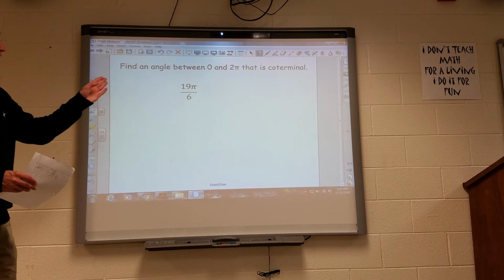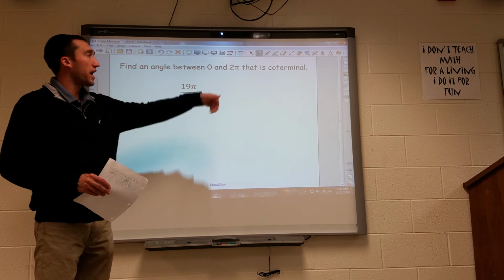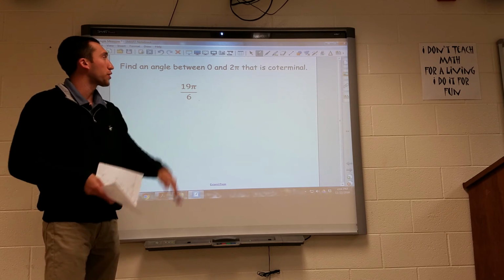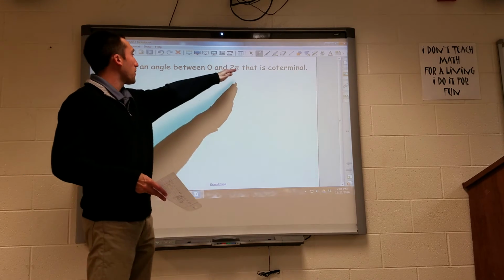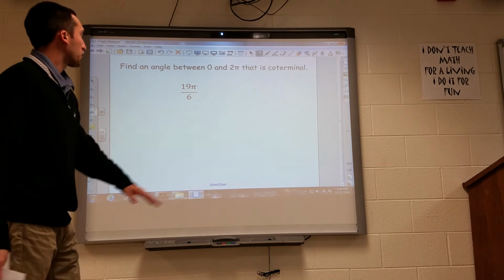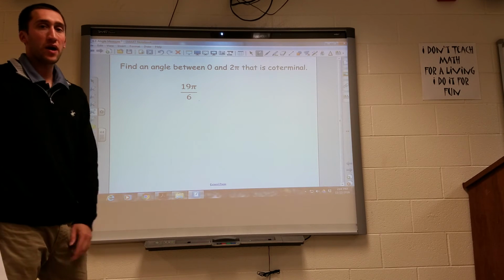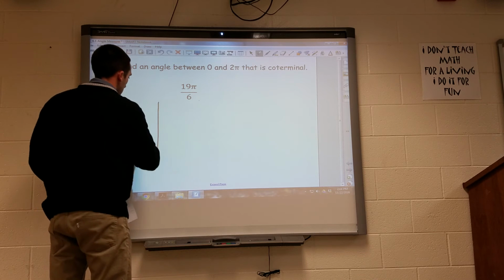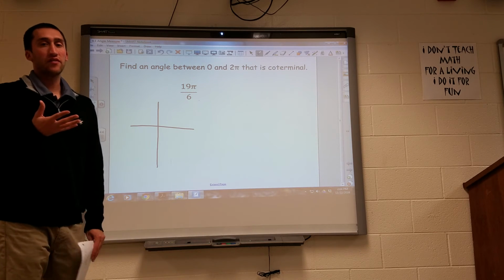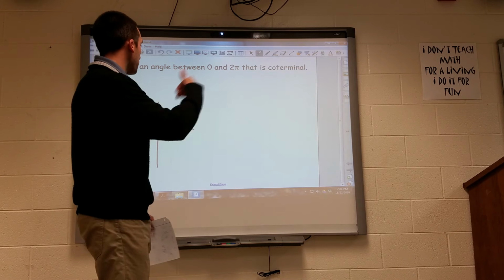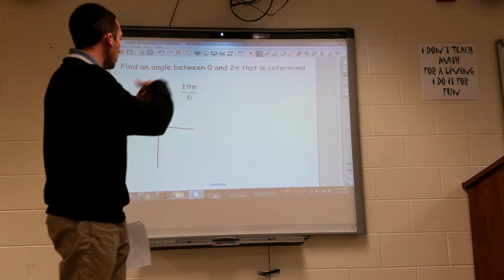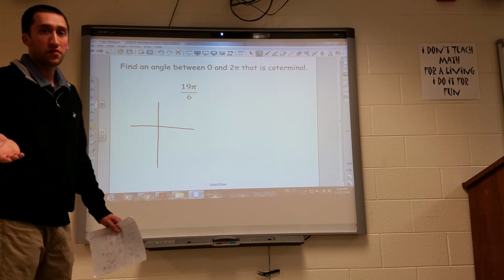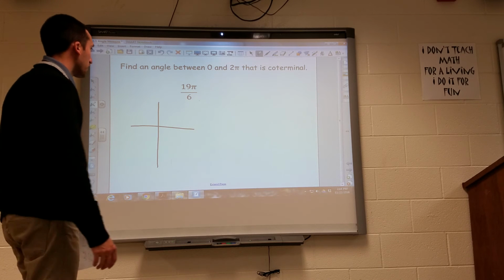They want us to find an angle between 0 and 2 pi, so it has to be strictly between 0 and 360 degrees. Remember, 2 pi means 360 degrees. That is coterminal to 19 pi over 6. So how I like to solve this, I'm going to draw 19 pi over 6, and then I'm going to hopefully find a relatively small positive angle between 0 and 360.